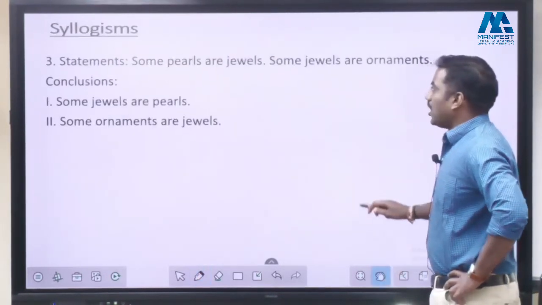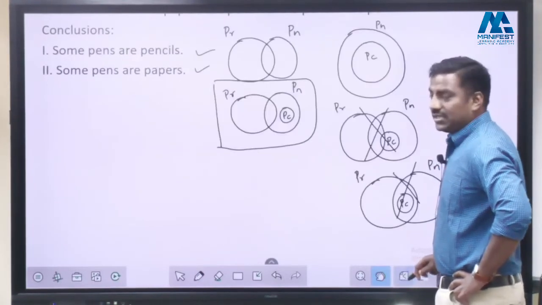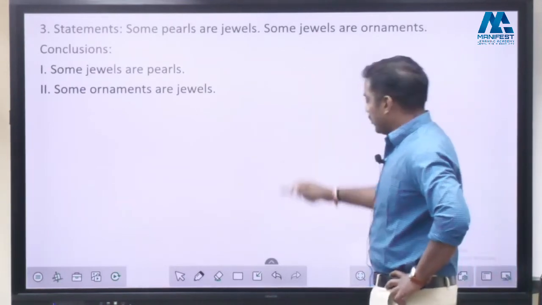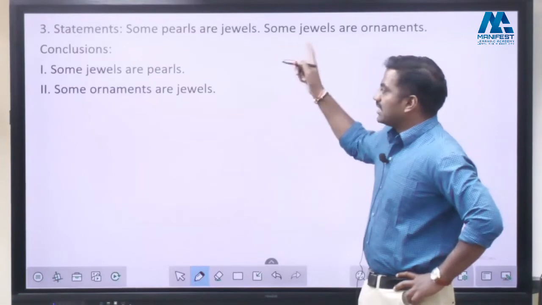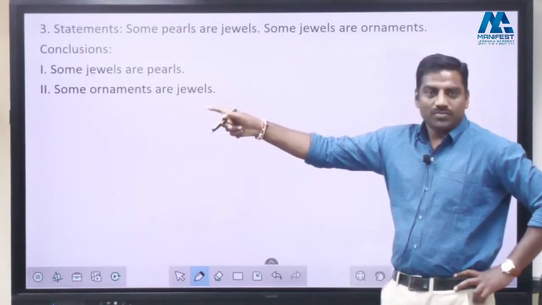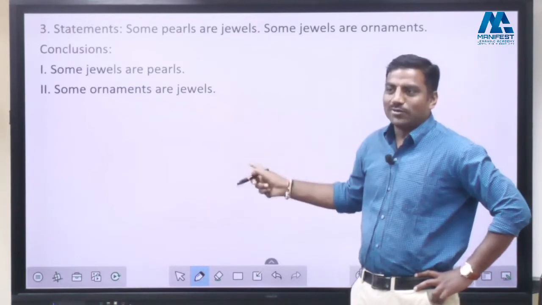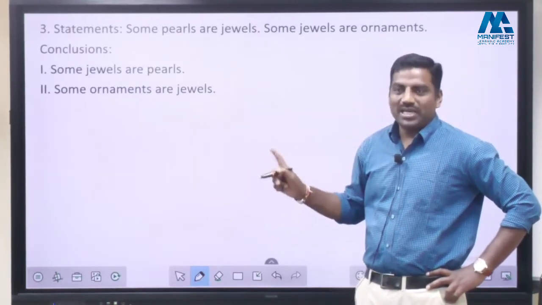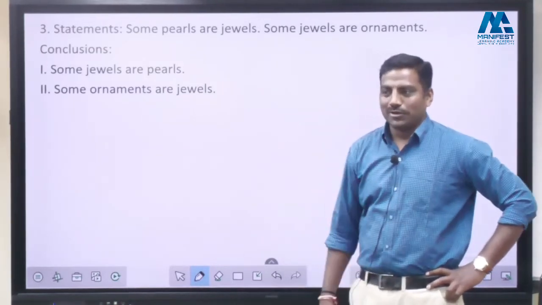Some pearls are jewels. So what is the answer for this? Both are right? C. One more mistake people make is that while they are writing the statements, they read the conclusions also. Sometimes they make diagrams for conclusions. That is a possibility. So be careful, you have to make diagrams only for statements. From there you have to draw the conclusions.